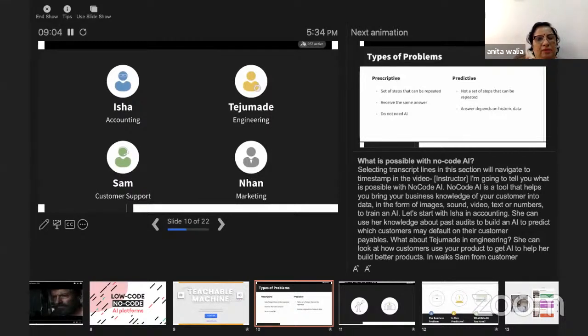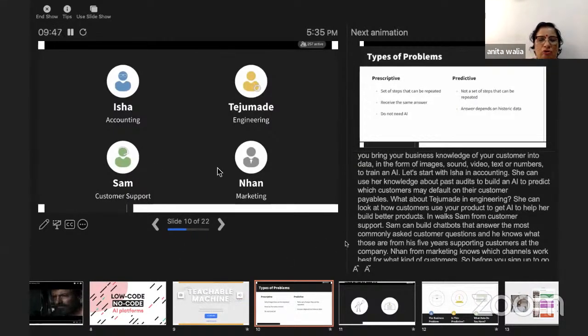She's basically dealing with the accounts receivable and accounts payable. So she can use the past data, the audit data of the accountings, and build the AI model to predict whether. So this is basically what we are using in predictive and prescriptive analytics. I'm going to talk about that a little after this particular slide. So she can basically understand which customer is not going to pay the accounts payable which she has to receive. From the past data, it is possible to predict which customer is not going to pay, or they are going to default on payable. Similarly, now Teju is an engineer.